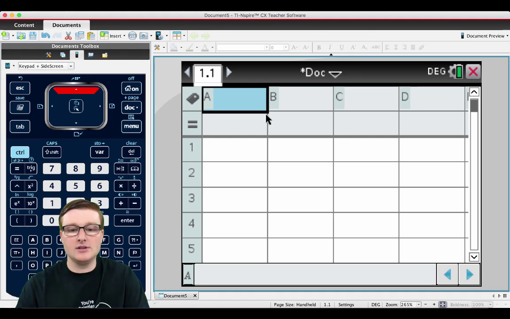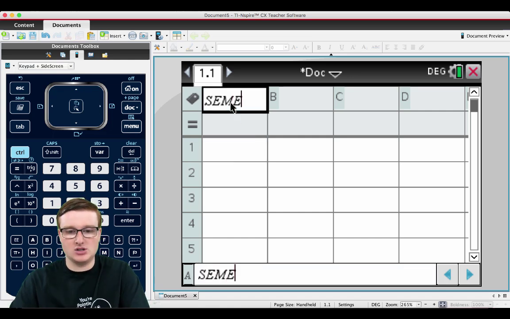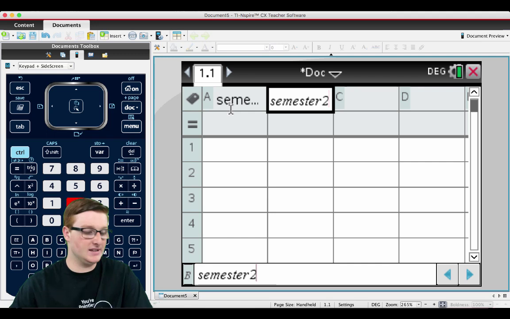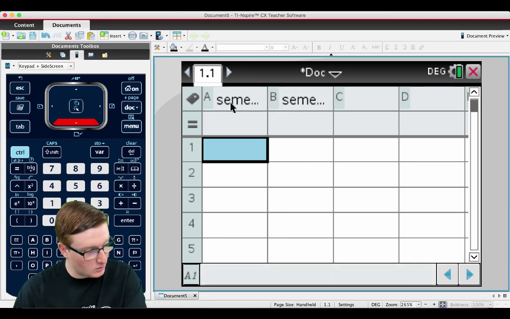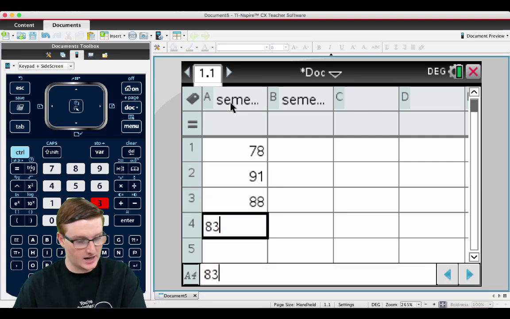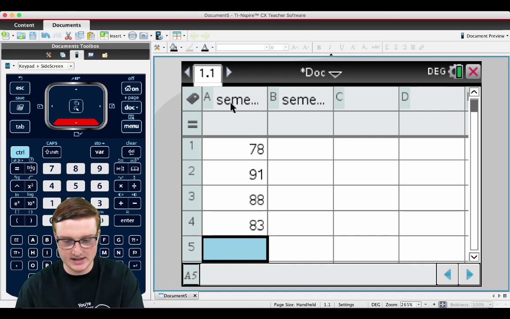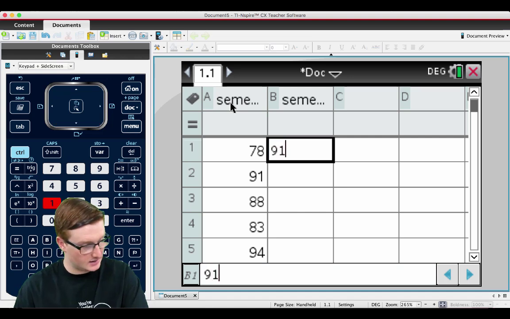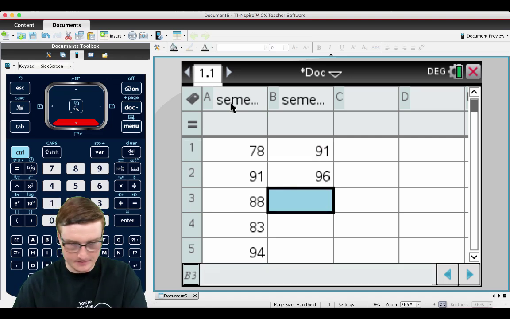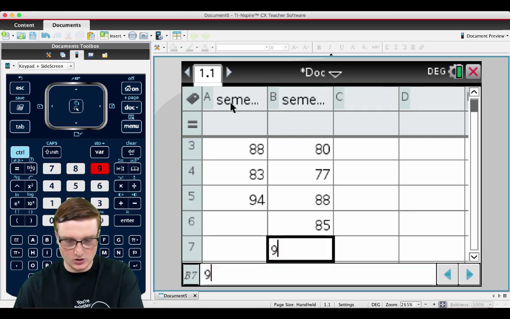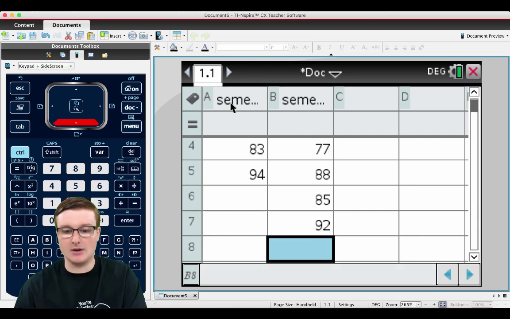Now you could call the title up here whatever you want. I'm going to call it semester 1. And this second column is going to be his semester 2 grades. Now I'm just going to type in the values. This could all be found on your Regents exam copy. So I'm just typing in all these numbers that he got. These are all of his quiz scores from his algebra class in the first semester. Now, the second semester is all of these numbers here. All right, now I'm going to analyze this data in my calculator.